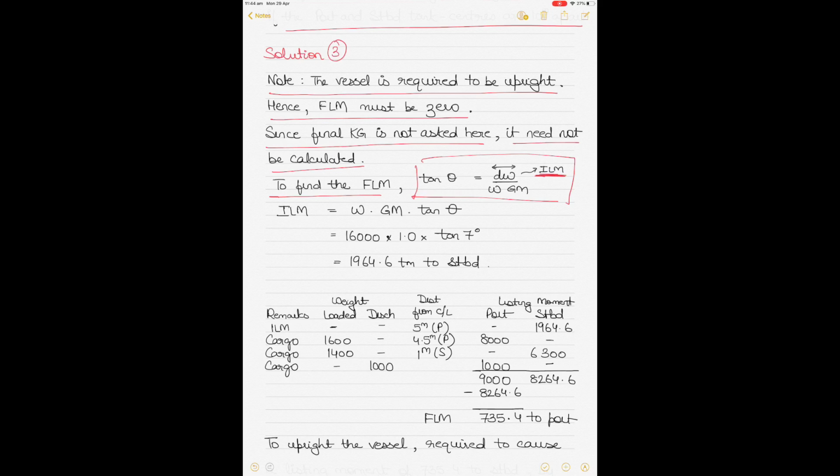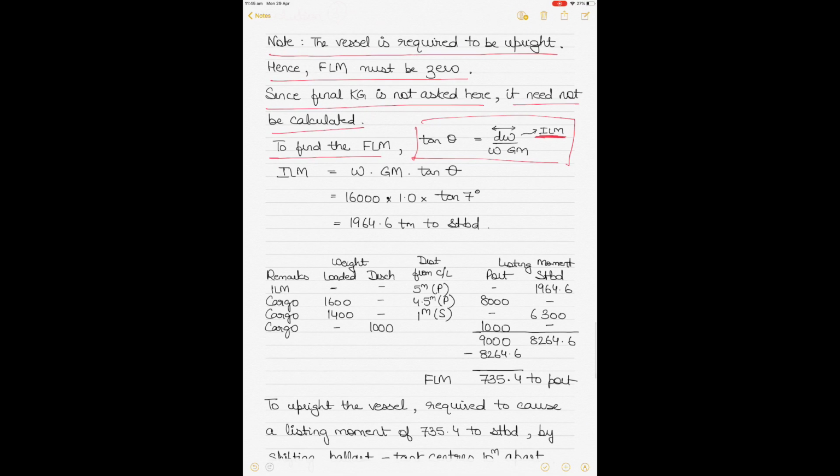So because the vessel is already listed 7 degrees to starboard when you start this question, you will find out the initial listing moment. Then see what impact the new cargo operations have on this listing moment. Does it counteract it, or does it add more to it? So the vessel is listing 7 degrees to starboard, remember that.